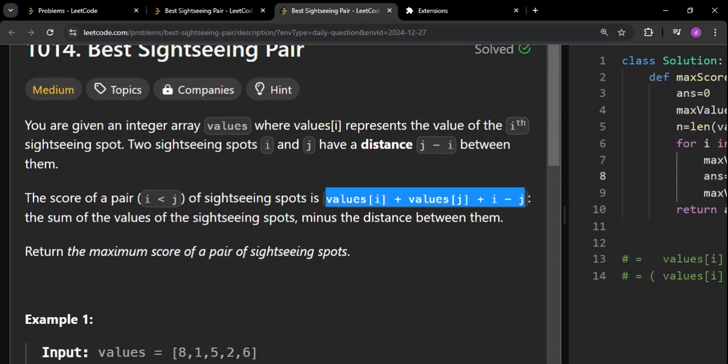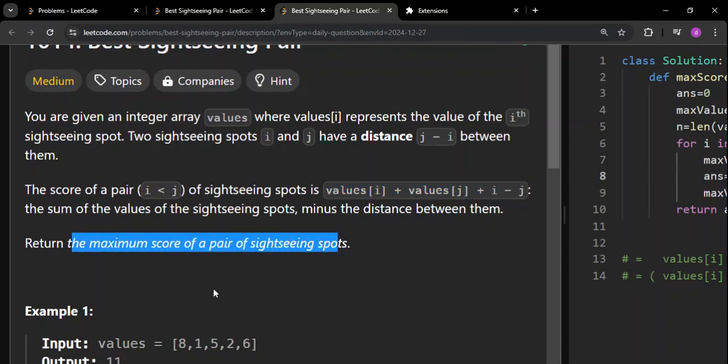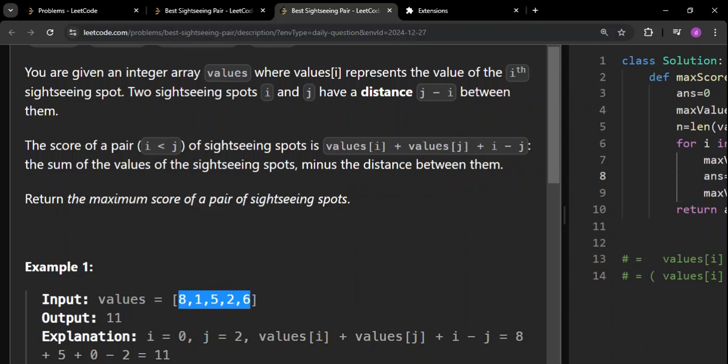Now they're saying return the maximum score of a pair of sightseeing spots. So among all of these, you will have to form pairs. Let's say i and j are the pair, where i has to be less than j. Then you will have to use this formula to get your answer.